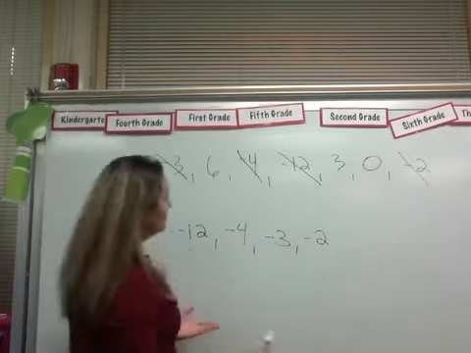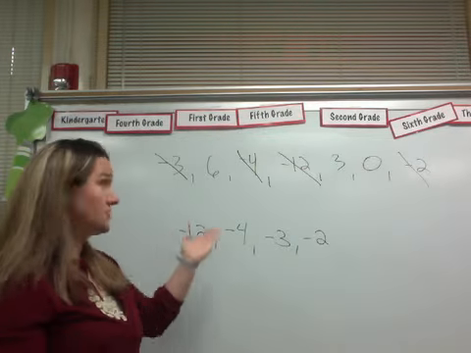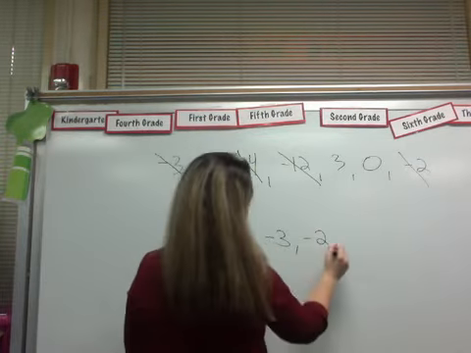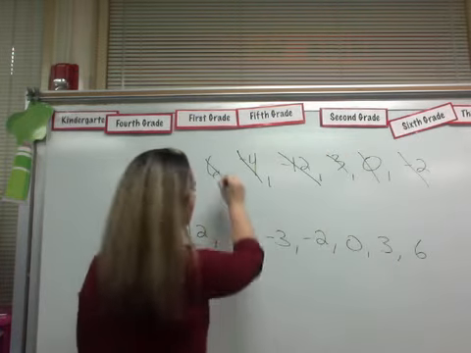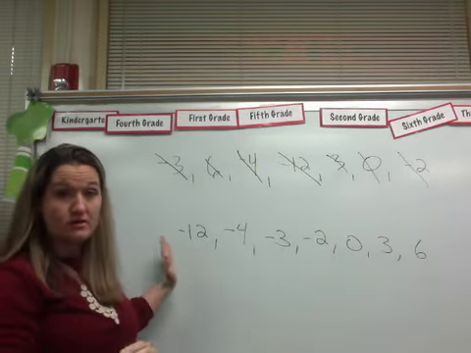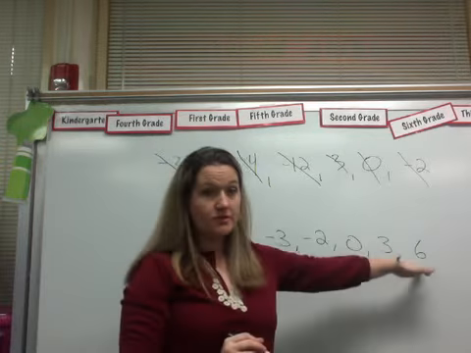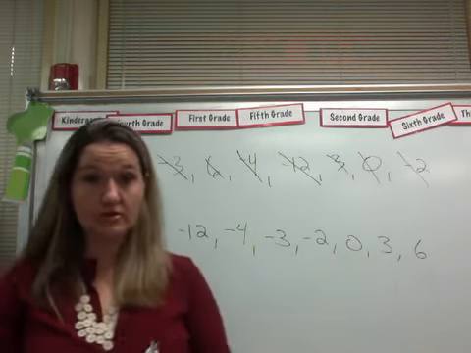Now we should be in familiar territory. We've got 6, 3, 0. What's the smallest? Well, 0, and then 3, and then 6. All right, so I've ordered those from least to greatest. Good luck with this section.